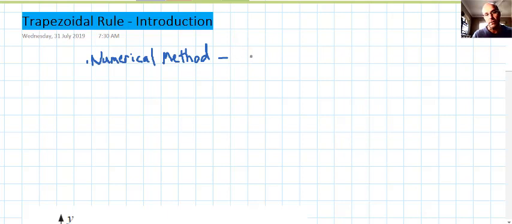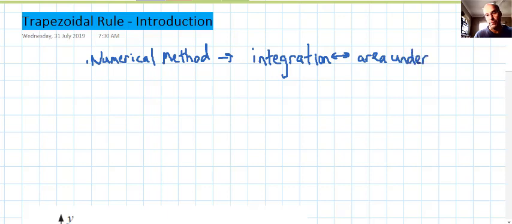integration, that integration provides, one of the applications of it anyway, provides the area under a curve. So we have a link there with area under a curve, which has a lot of applications, both theoretical and practical.